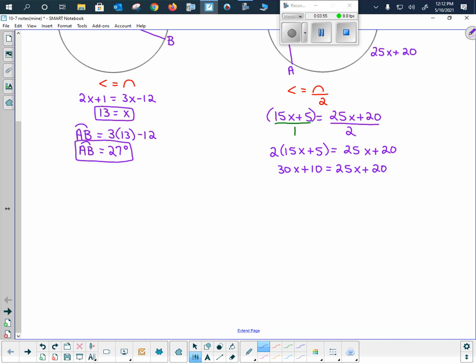Now if we solve for x, subtract 25x from both sides to get 5x. Subtract 10 from both sides to get 10. Divide by 5, x will equal 2. We'll box that. And then we're supposed to find arc AB. And once again, it is as simple as plug and chug. So 25 times 2 plus 20. Order of operations matters. 25 times 2 is 50 plus 20 is 70. It's an arc, so it is degrees.